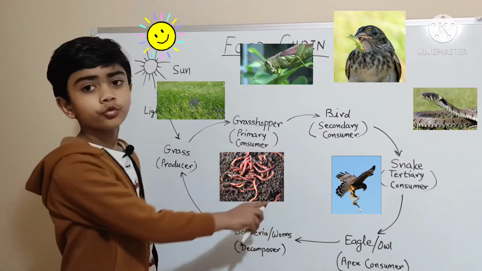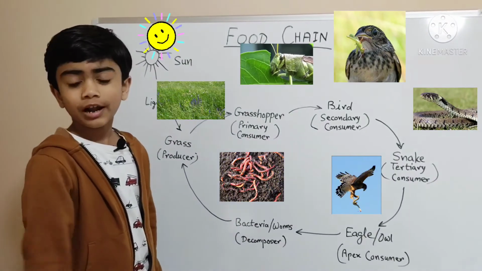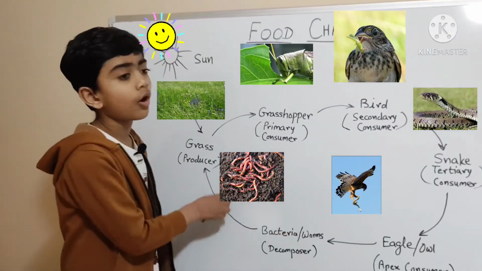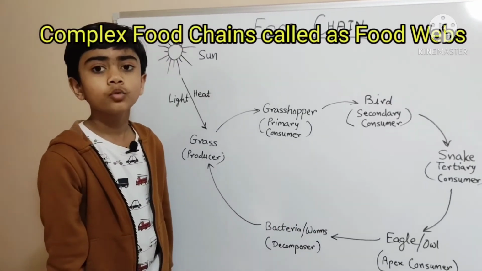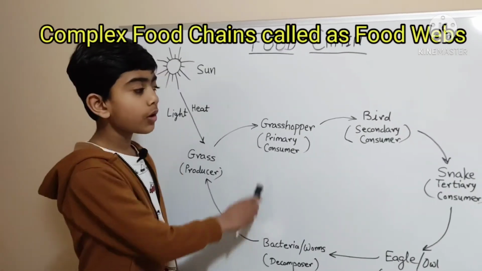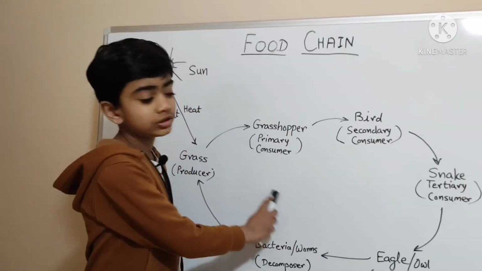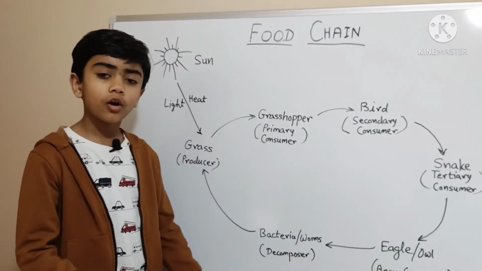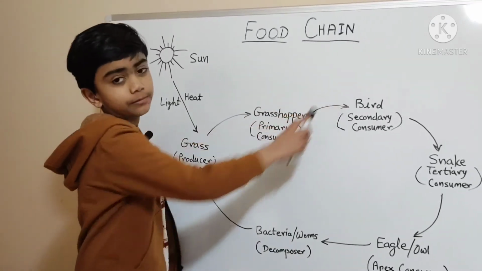We found two types of food chains, one shorter and one longer. Sometimes the food chains can get complex, so they are called food webs. Now you got to know what is a food chain. The food chain is a transfer of energy from one organism to another organism.